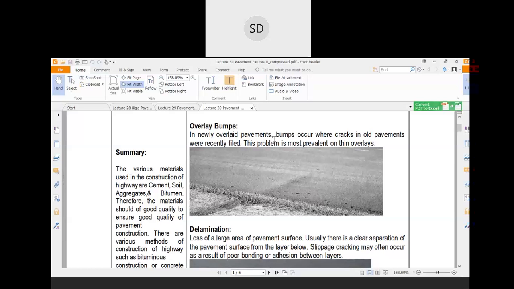In newly overlaid pavements, bumps occur where cracks in old pavements were recently filled. This problem is most prevalent on thin overlays. What happens? Suppose there is an already existing pavement layer. Above this, you are creating another pavement layer of the rigid pavement, and in the previous layer there are some cracks or potholes which you have filled. If the overlay over the old layer is thin, then the affected portion which you have sealed will appear in the new pavement as a bump. See, it is a bump. This type of failure is called overlay bumps.